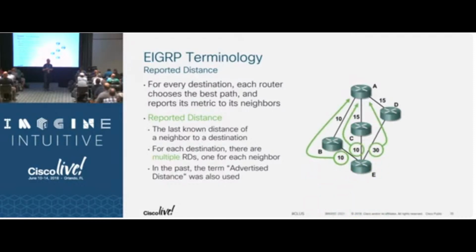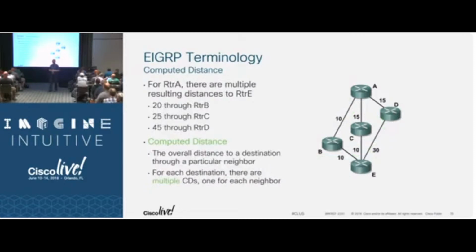Now, the second value is what we call the computed distance. The computed distance is a value that tells my total distance from myself through a neighbor, if I also take into account the cost of the link between myself and the neighbor. And this is what we will eventually put into the routing table. So in this particular topology, if I'm looking at the path from A to E, the computed distance would be 20 through B, 25 through C, and if I'm not mistaken, 45 through D, because I'm just going to sum up all those values.